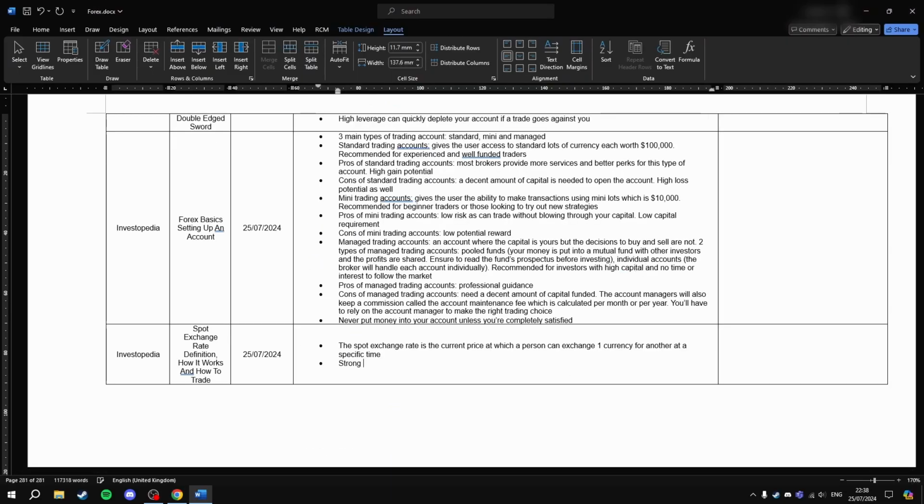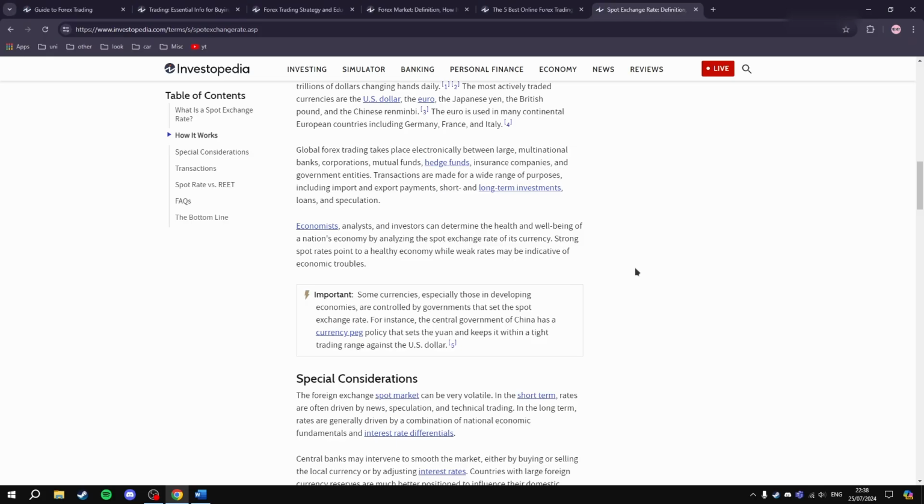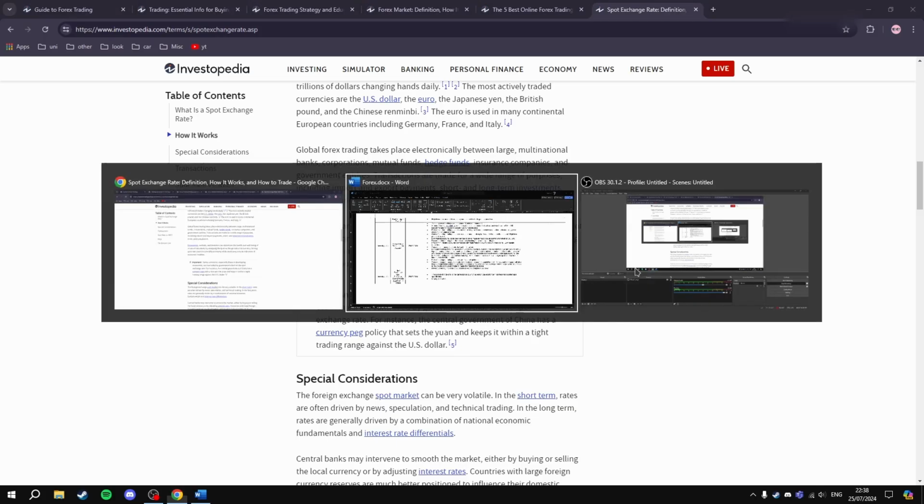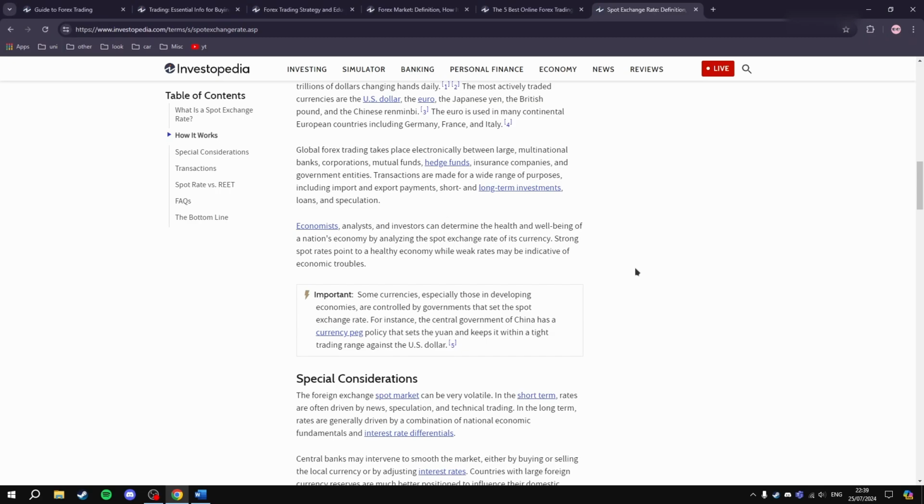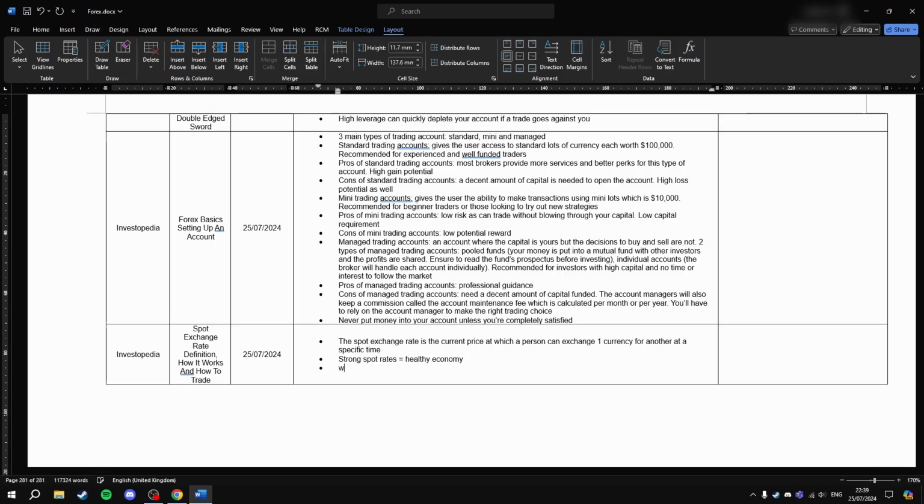Strong spot rates equals healthy economy, while weak rates may be indicative of economic troubles. Weak spot rates equals economic troubles.